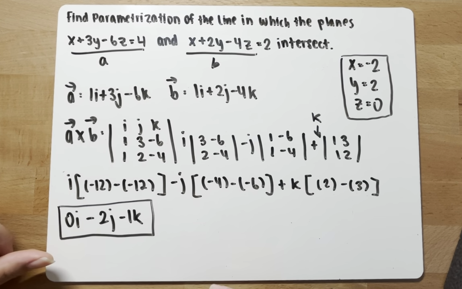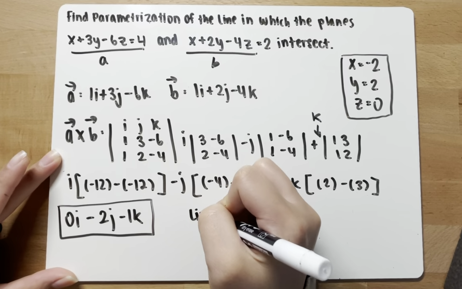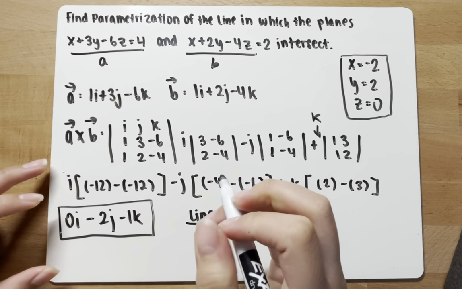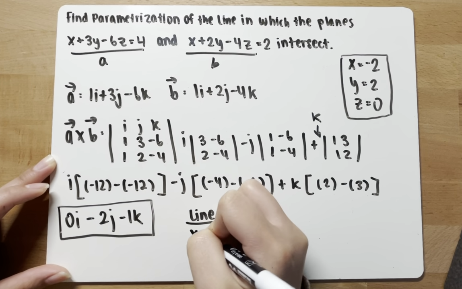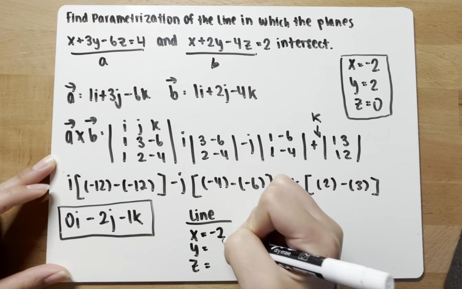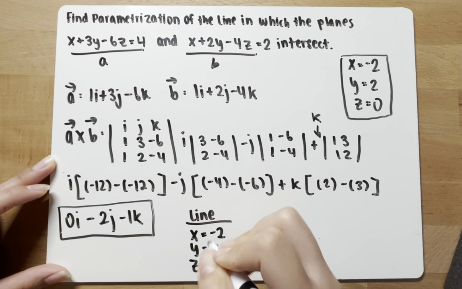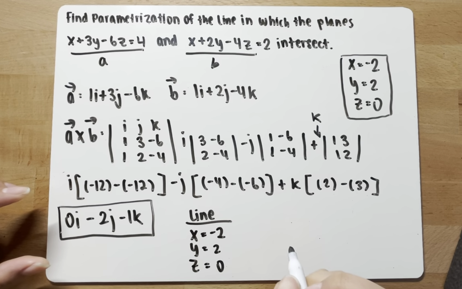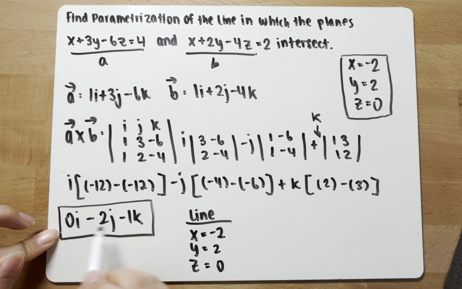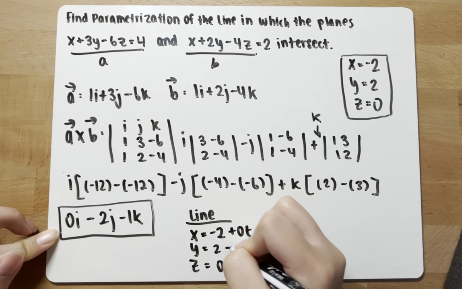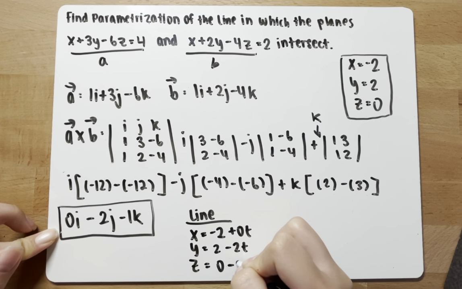Now, to find the parametrization of the line, you just want to plug the values of the normal vector and the point into the equation for parametrization. So you get x, y, and z equal to that, where x equals negative 2, y equals 2, and z equals 0. And then you are going to find the t values. The t values will just be the values of the normal vector. So for x, it will be 0t. For y, it will be negative 2t. And for z, it will be negative 1t.